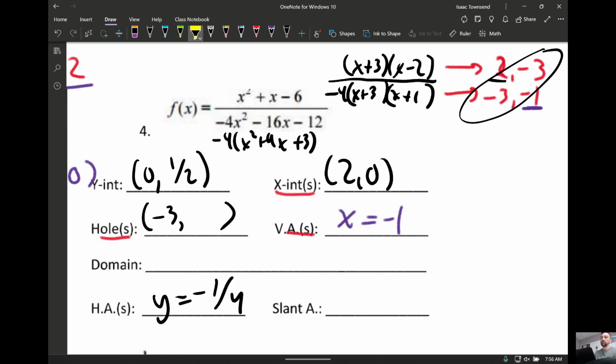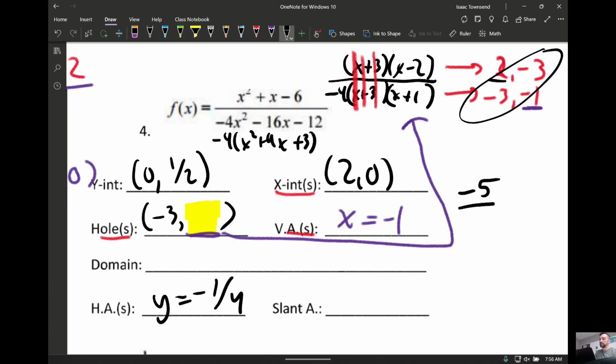Now, as I pointed out to you when we did the notes earlier, the y value of the hole is one that I would put more attention to. And it's just that you don't get to practice it very often. But you need to plug the x value of the hole, not into the function, you're going to get 0 over 0. Not into the factored form, you're still going to get 0 over 0. You need to take the factored form and reduce it, cancel out the x plus 3's with the x plus 3's, and then plug it into what you have left. So if I plug in negative 3 into the top, I get negative 5. And if I plug negative 3 into the bottom, I get 8. So negative 5/8.